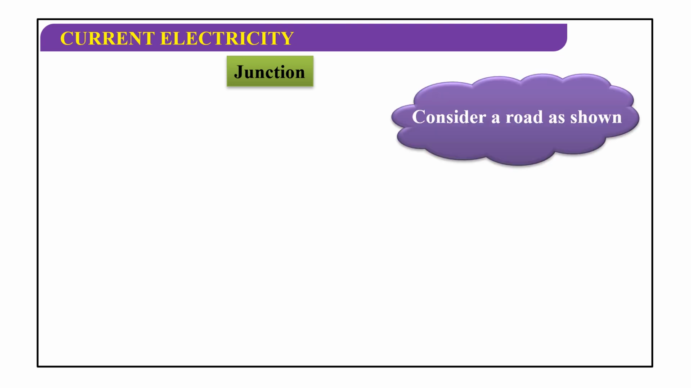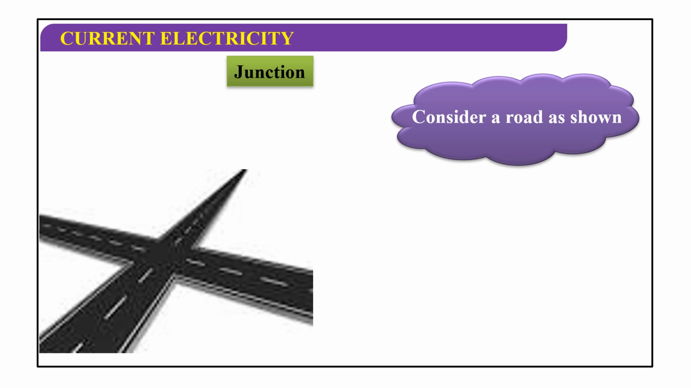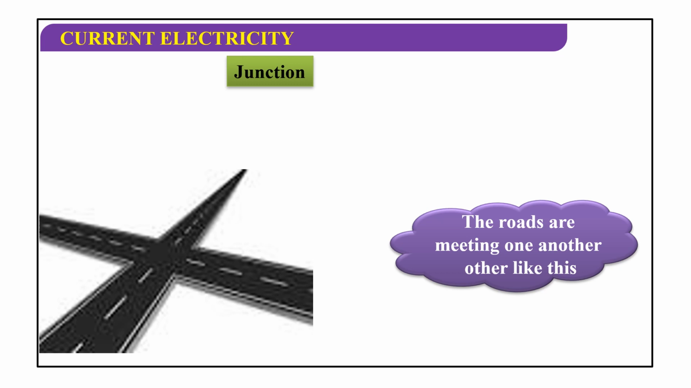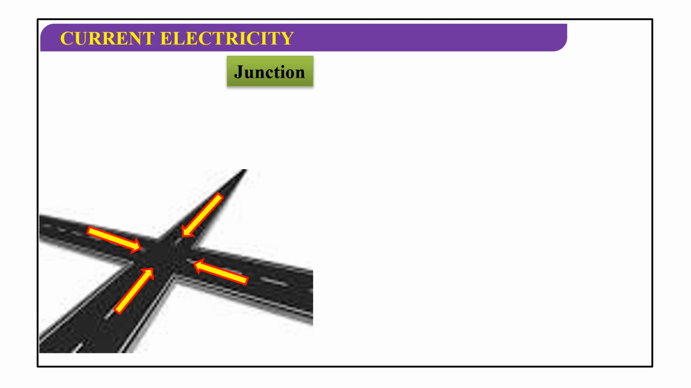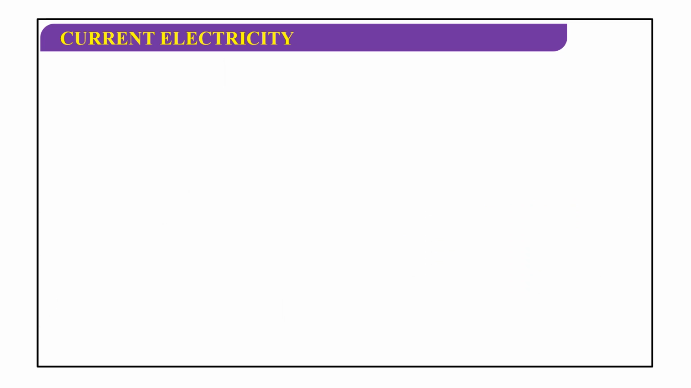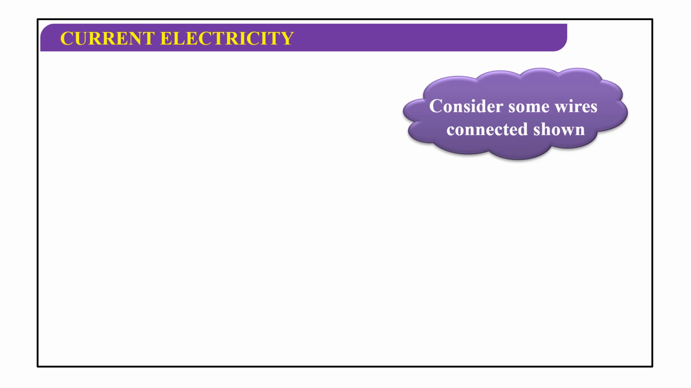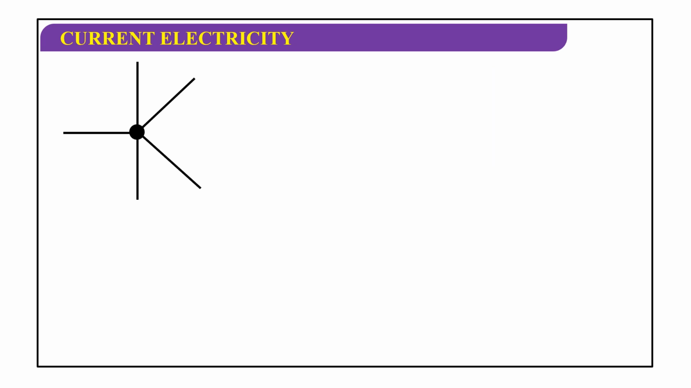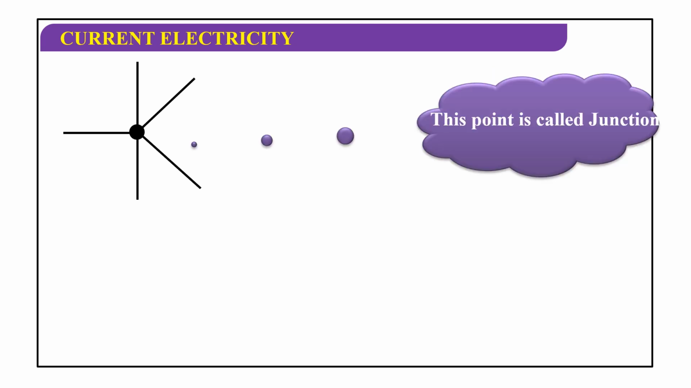Get an idea of junction. The roads are meeting one another like this. They form a junction. So you consider some wires instead of road. It's connected. This is a junction here. All the wires meeting at a point. This point is called junction.